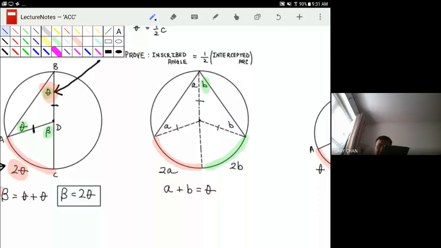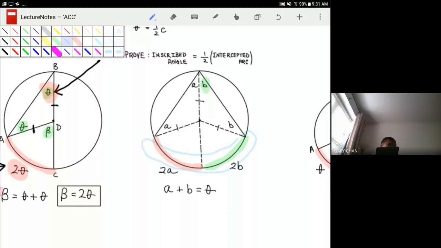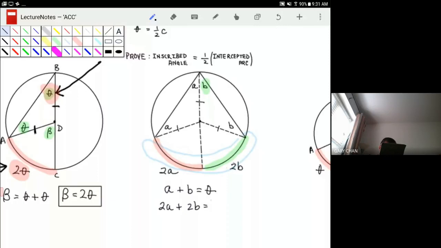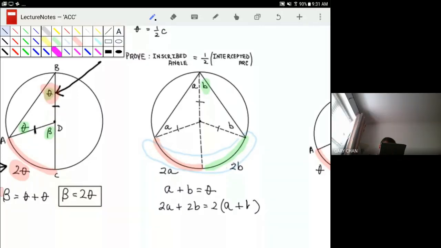Yep. So if A plus B is equal to theta, and wait a minute, now what is this entire arc, this entire thing added together? 2A plus 2B, right? And 2A plus 2B, the last I checked, there's a common factor. If I factor that out, it's 2 times what? What goes inside the parentheses? A plus B. What is another way of representing this? It's 2 times theta.